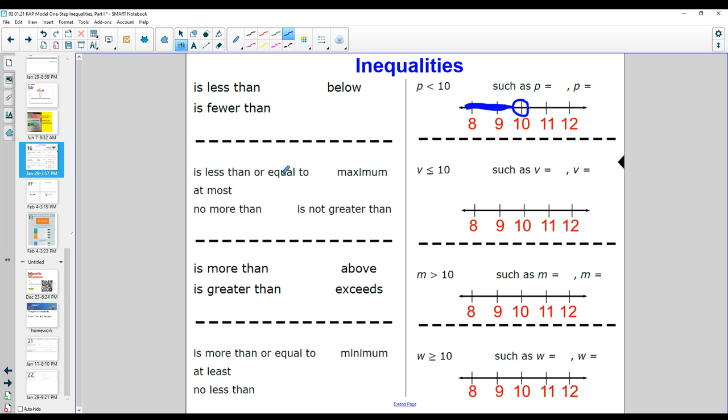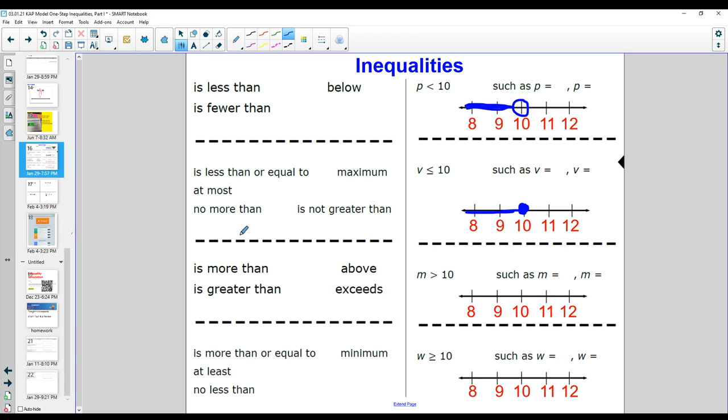Less than or equal to, at most, no more than, maximum, not greater than, all mean the same thing. It means it can be 10, so we draw a closed dot, but it has to be less than that. So the maximum could be 10. It can't be more than 10. The maximum could be 10, 9, 8.